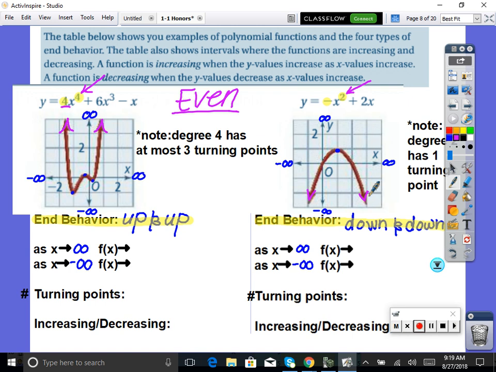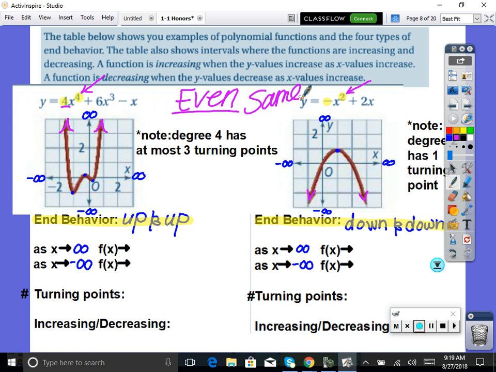So what do you notice about even degrees? Even degrees have what are called the same end behavior. It's either up and up. So we read it from left to right. Look, up and up, or down and down. So evens have the same end behavior. Do you get what I mean by the same? Up and up or down and down.